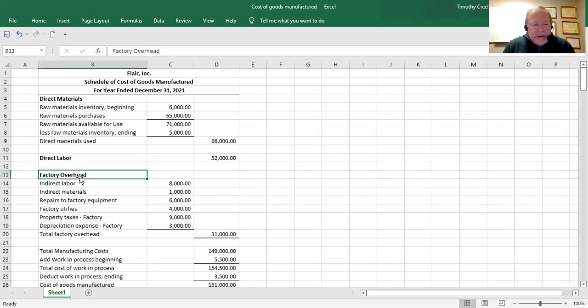Now, the last element is factory overhead. And remember that factory overhead is every part of the cost of the plant that is not direct materials or direct labor. And typically it's going to be indirect labor, which would be labor that works at the plant, but does not put their hands on the product.